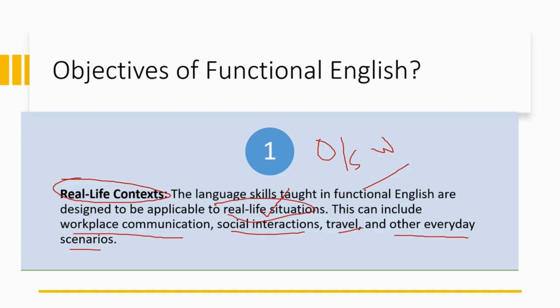This situation may be a workplace where you are working, it may be in your social or routine life, it may be during travel, it may be during work, or it may be in any other scenario. So learning functional English enables the learner to communicate, to enhance his or her communication skills.